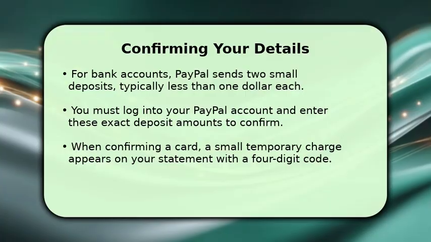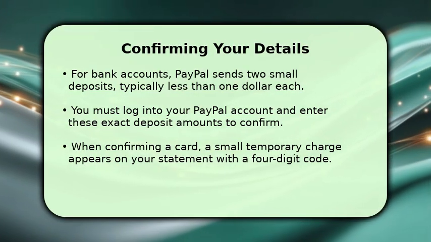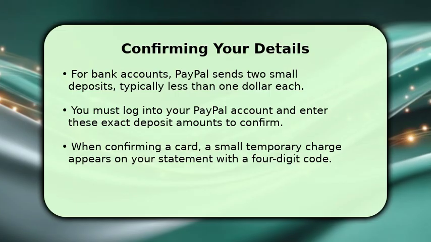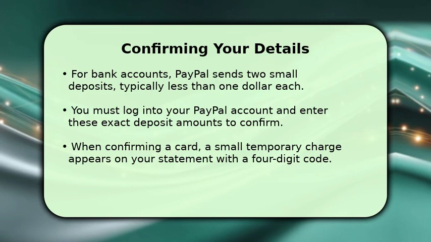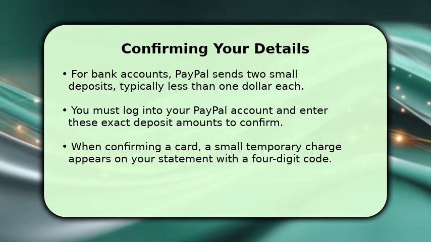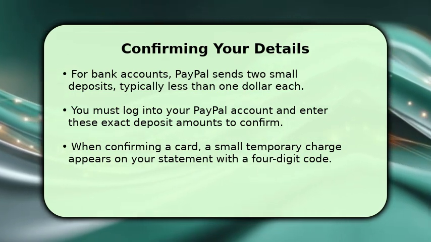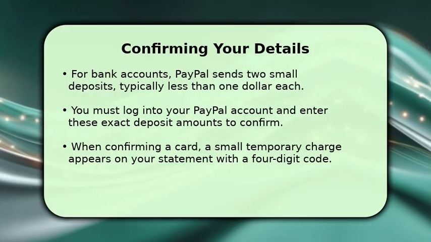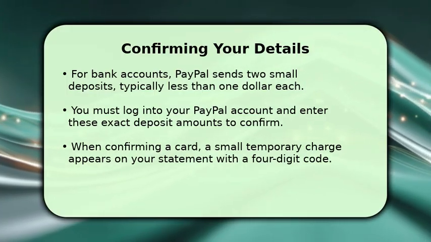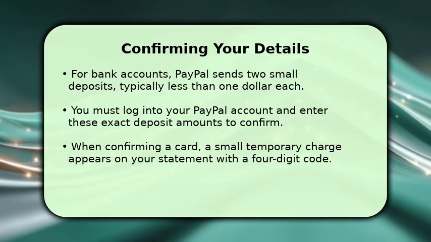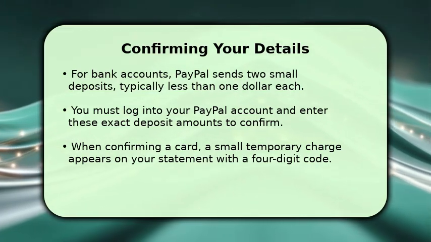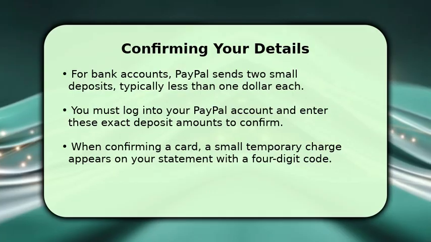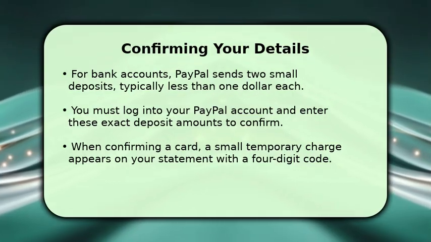After linking your financial instrument, you need to confirm it. For bank accounts, PayPal will send 2 small deposits, usually under $1 each, to your bank. You then enter these exact amounts into your PayPal account to verify. If you linked a card, a small temporary charge will appear on your statement, accompanied by a unique 4-digit code. Simply enter this code into PayPal to finalize your card's confirmation. This step ensures your financial security.